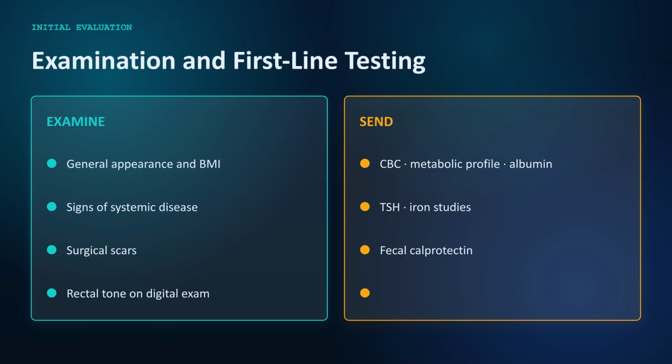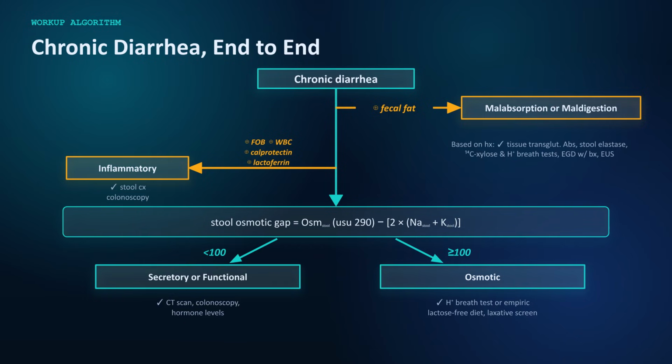For imaging and endoscopy, colonoscopy is usually warranted for chronic diarrhea of unknown cause, and abdominal computed tomography or magnetic resonance imaging is warranted if you suspect a systemic problem. A word on fecal calprotectin: it marks mucosal inflammation, and it is most useful when normal, arguing strongly against inflammatory bowel disease. This is the algorithm for the workup of chronic diarrhea, and it is worth memorizing.